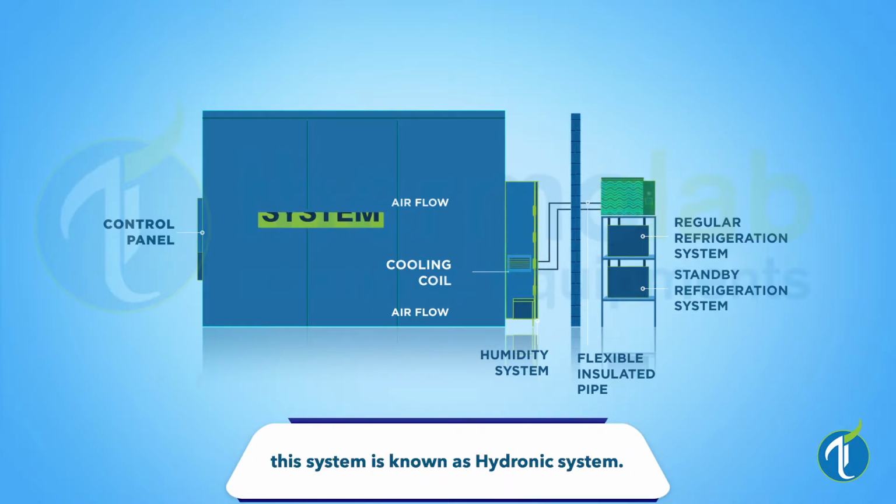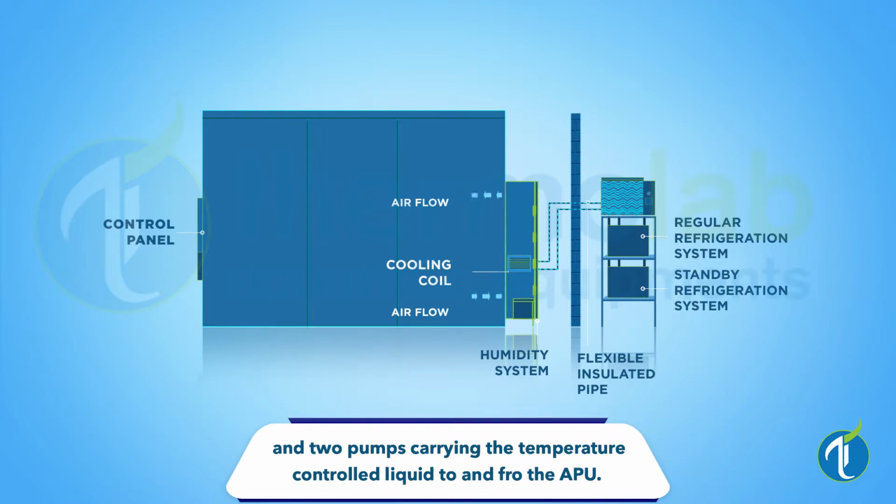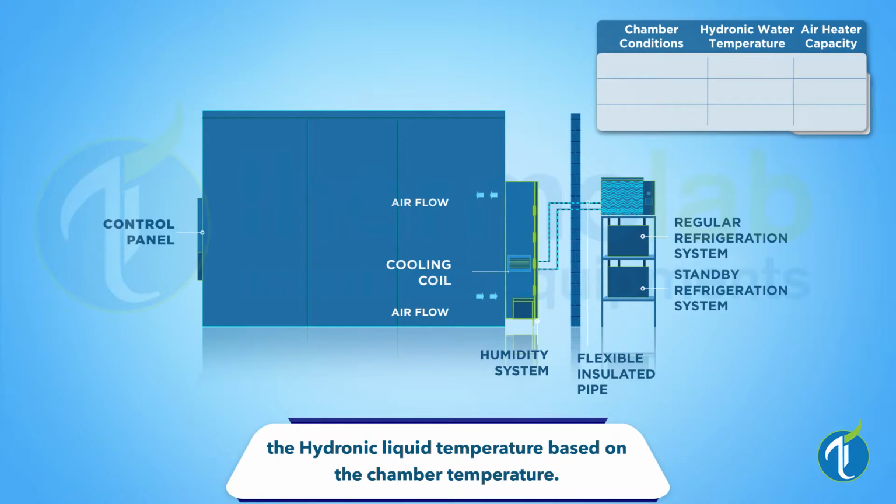This is an insulated refrigerator system. This is a regular compressor. This is the standby compressor. The cooling coil in both the regular and standby compressor is in an insulated tank which is filled with water, with a temperature controller attached to it. This is an independent unit manufactured in the factory. We can control the water temperature based on the chamber temperature. We can circulate this water in the cooling coil and bring it back to the tank. There is regular and standby pump available.